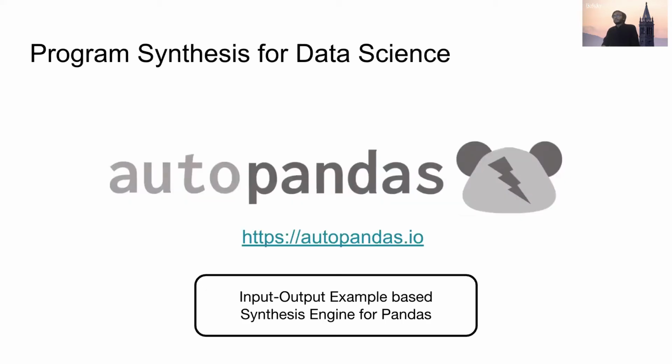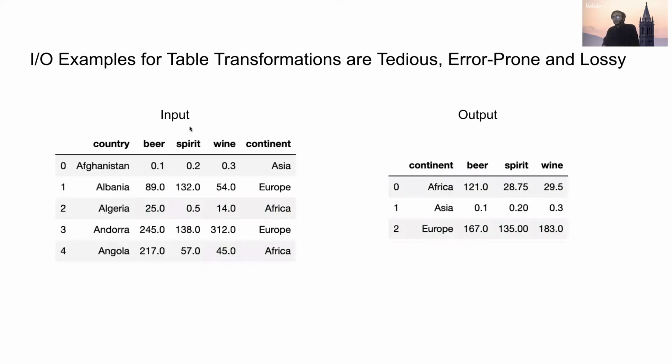Our first effort at this was the AutoPandas system for table transformations in Pandas. It's available at this link, so feel free to check it out later if you wish. But for the rest of the talk, I'm going to try and convince you why input-output examples for table transformations are maybe not the best option. In particular, they can be tedious, error-prone, and lossy. So let's see how that's the case.